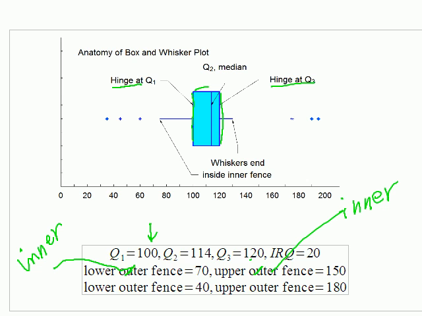Now the inner fence was 1.5 interquartile range distance away from the edges of the box, right? And it's not drawn on here. I'll just put it right here. So the inner fence was 70, and the upper part of it was at 150 right here. The whisker goes to the smallest data value that lies within this inner fence. Maybe we need a line to show that fence.